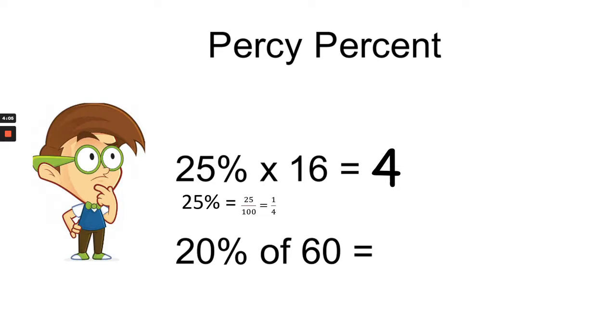Moving on to 20%. Now Percy knows that 20% is 20 over 100. Cancelled down, that's 2/10, but simplified as far as it can go is 1/5. 20% is equal to 1/5. 1/5 of 60, well, that's just 60 divided by 5, and that gives us 12. Great job if you found those.